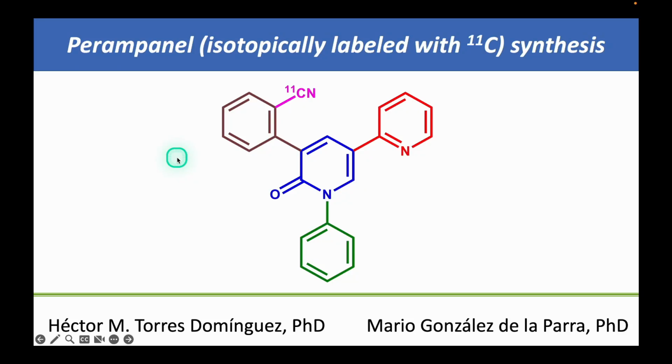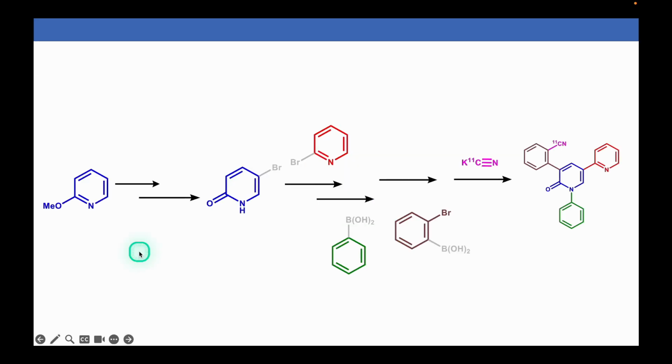Hello. In this video, we present the synthesis of carbon-11 labeled Perampanel, a useful radiotracer in nuclear medicine using positron emission tomography for epilepsy research. In general, the synthesis involves the sequential attachment of aromatic rings to a bromopyridone core structure.